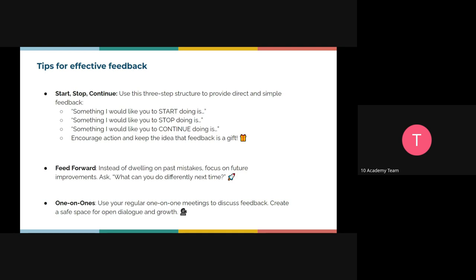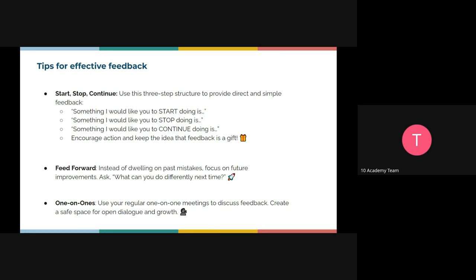When you're giving feedback, you can use this three-step structure. Something I would like you to start doing, something I would like you to stop, or something I would like you to continue doing is this and this and that. Depending on how the performance was, also encourage and keep the idea that feedback is a gift and it's meant to improve your work.